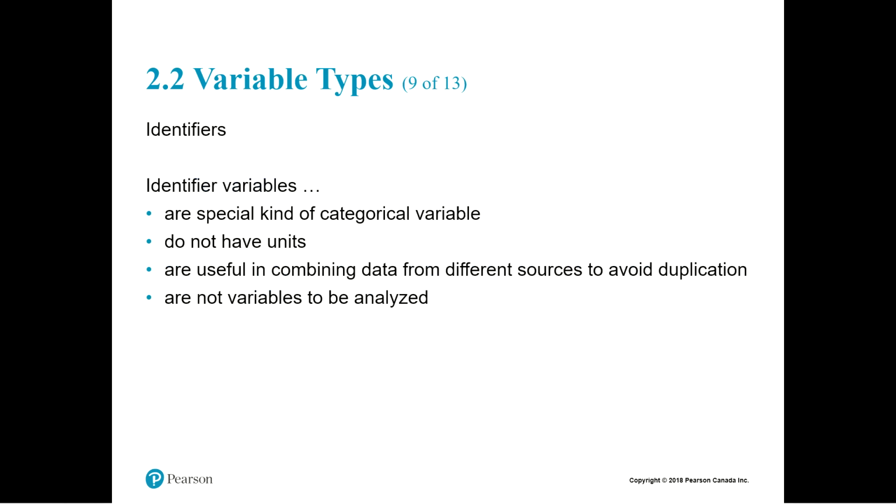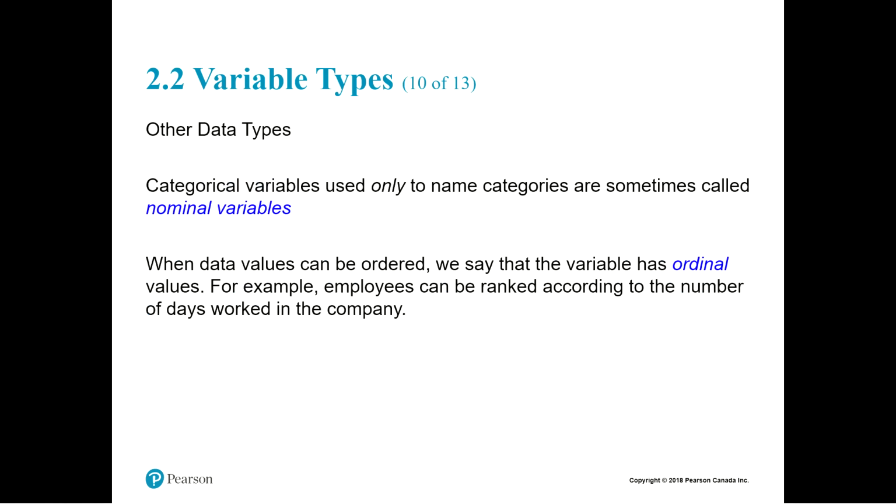Next are other types of data, or data types. Categorical variables used only to name categories are sometimes called nominal variables. When data values can be ordered, we say that the variable has ordinal values. For example, employees can be ranked according to the number of days worked in the company: ordinal.